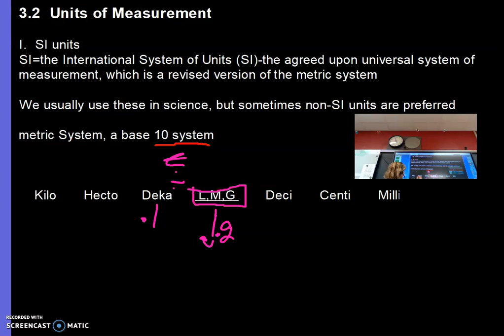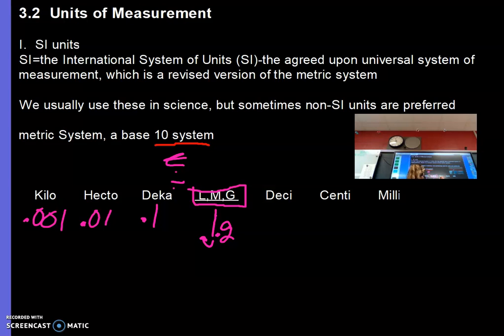A hectogram, 0.01, a kilogram, 0.001. Kilo means 1,000, so 1 becomes, I have to divide this by 1,000, which becomes 0.001. Going the other way, now I'm multiplying by 10 every time I move this way.